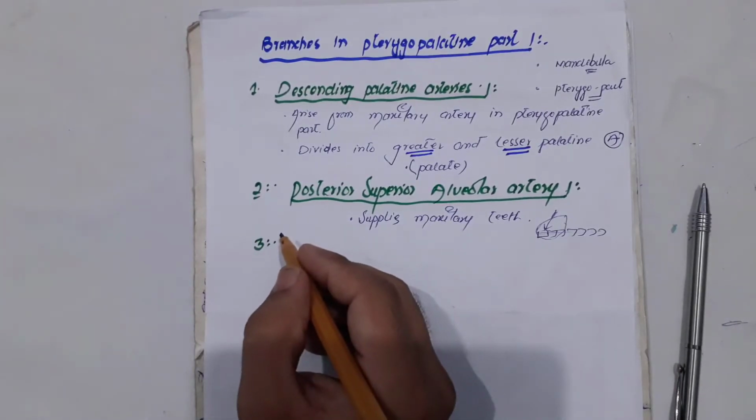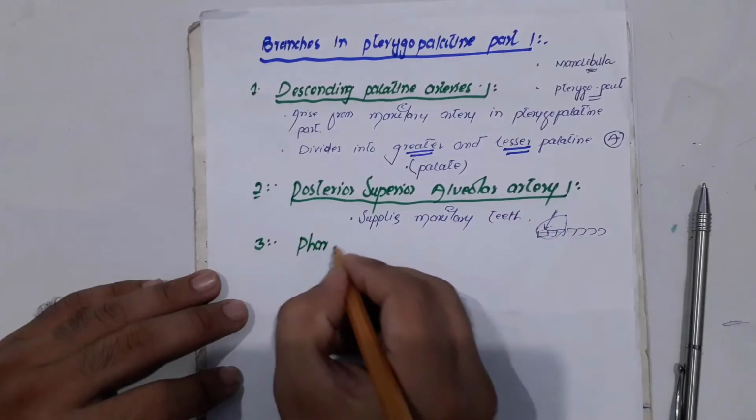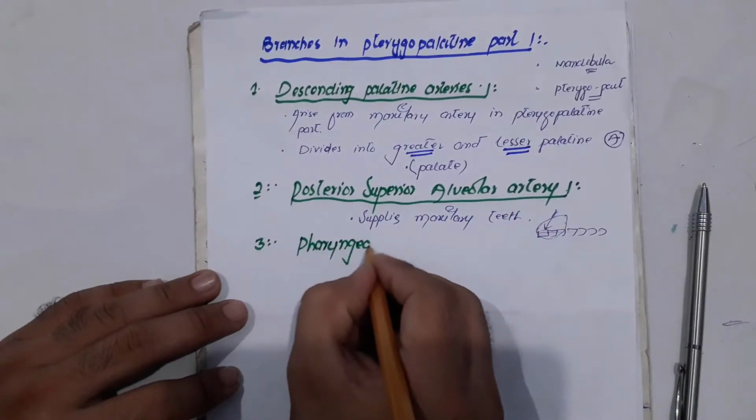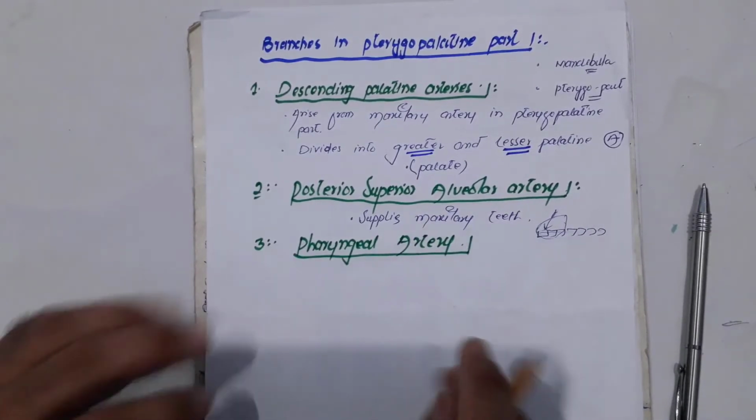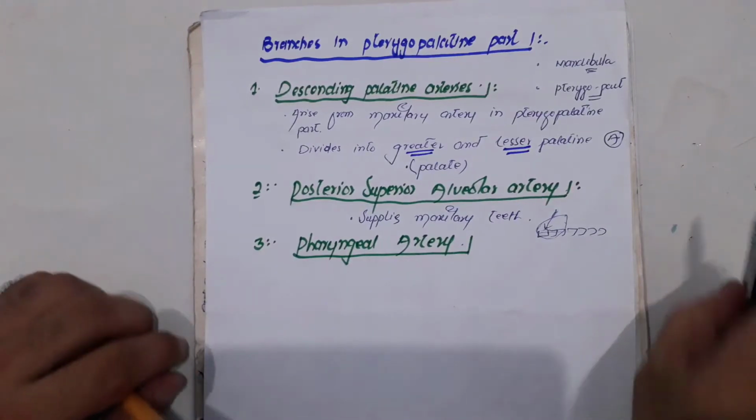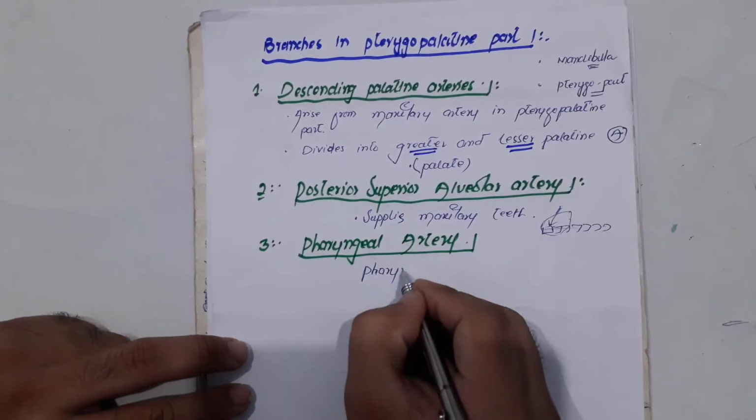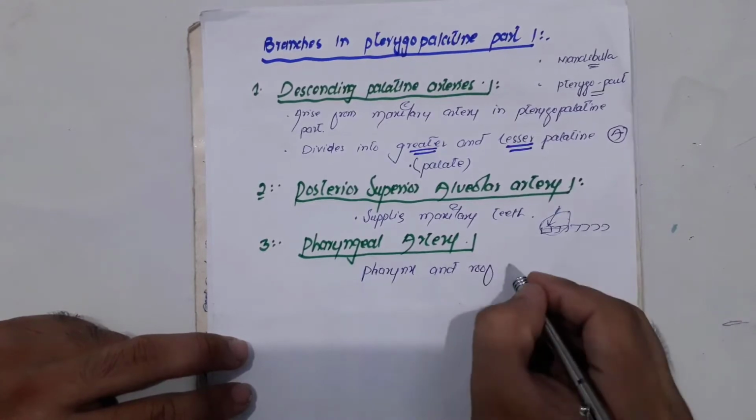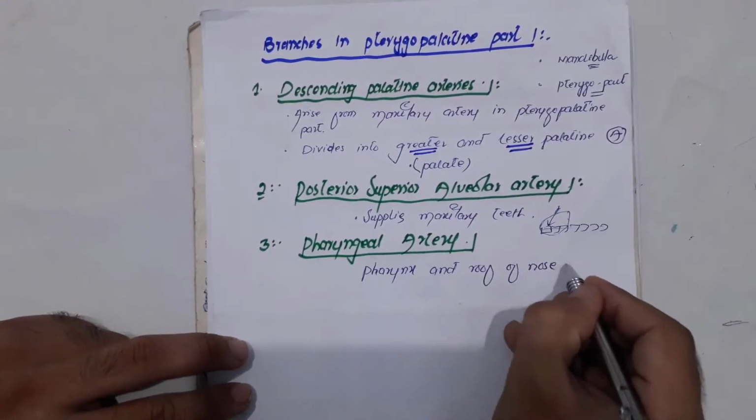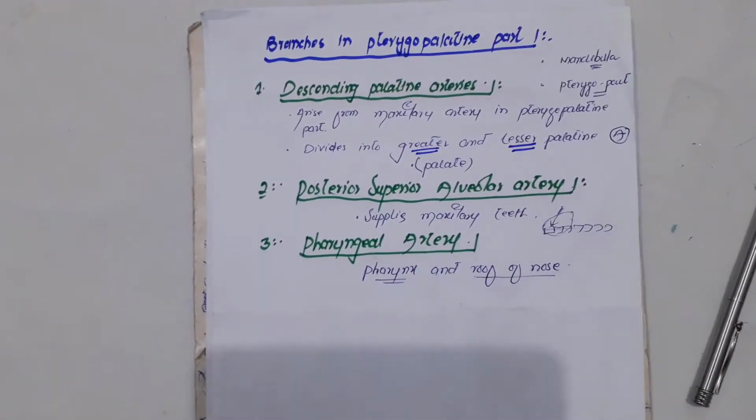The third branch which arises from this maxillary artery in the pterygopalatine part is the pharyngeal artery, right? Okay, pharyngeal artery supplies mostly the pharynx. It mostly supplies blood to pharynx and roof of the nose, right? Roof of nose. Clear, friends? So it mostly supplies the pharynx and the roof of the nose.